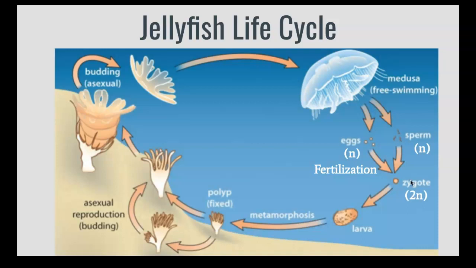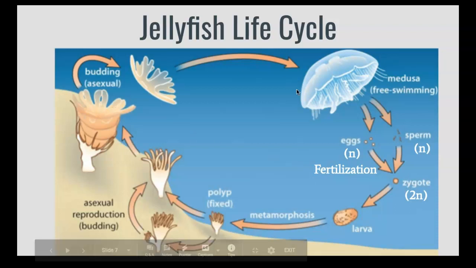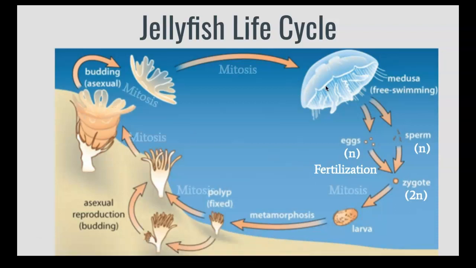So once we have a zygote, it turns into a larva and then a polyp, and then the polyp can bud asexually, eventually into a medusa. So all of that is mitosis because it's all 2n cells. And if that's the case, then the only place that we're having meiosis happen is the medusa, the free-swimming jellyfish, is the one that's creating egg or sperm.